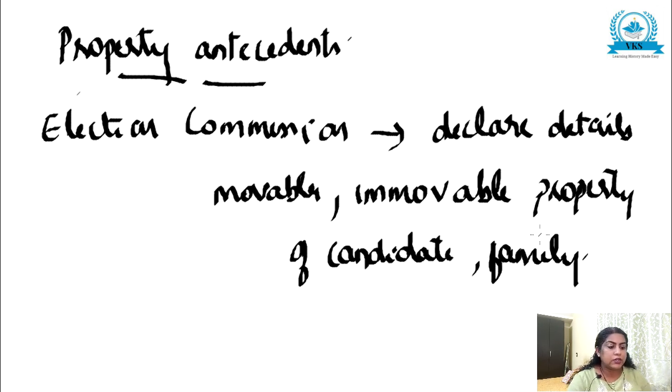So the Election Commission have made it mandatory to declare the details of movable and immovable property of the candidate and his family members. This disclosure also will help the voters to assess the honesty or otherwise of the candidate. It helps the voters to get more information regarding the candidate. That is the reason why this property antecedent, the Election Commission have made it mandatory.